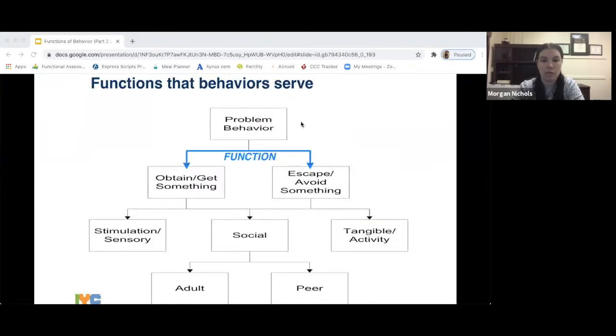Here's a visual chart for you to kind of see the functions of behavior. I don't know about you guys, but I'm a visual learner, so I like to have a chart in there that shows you what it looks like. And this one shows that you're either trying to get something or escape from something.